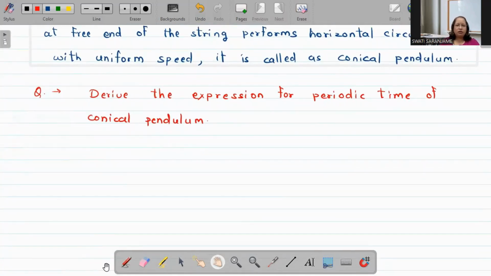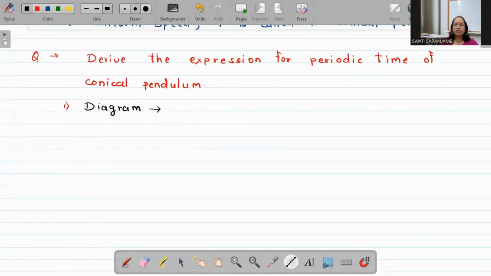Usually the way you should write the answer for such kind of derivations or the derive the expression for type of questions, that first step you must draw a diagram which will clarify or with which we can write the explanation or the mathematical part. We need that diagram to explain the things. So let us draw that diagram.